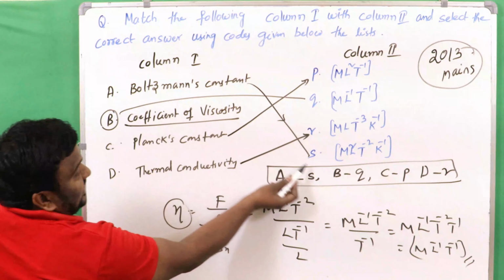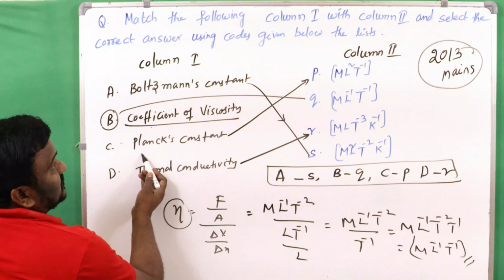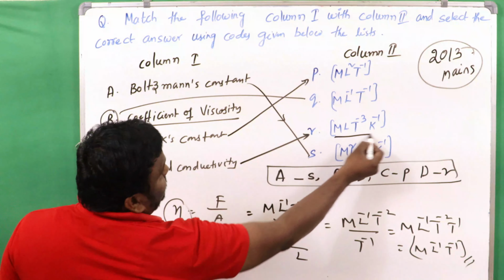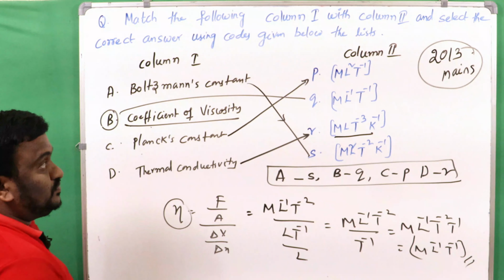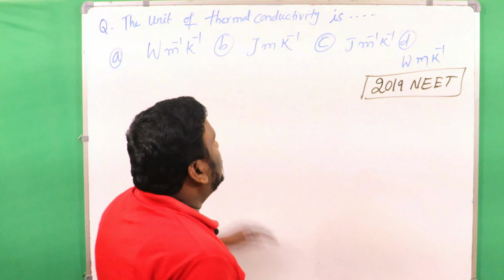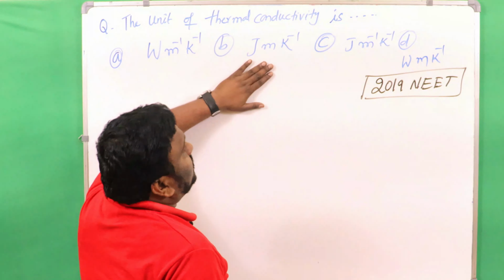So in this way, among the options, that is the right one. Boltzmann constant is S, coefficient of viscosity is Q, Planck's constant is M L square T minus 1, and thermal conductivity is this one. Clear? See the next question. It was given in 2019 NEET. A very simple question, what we discussed like that only. The unit of thermal conductivity is: options are given, watt meter inverse Kelvin inverse, joule meter Kelvin inverse, joule meter inverse Kelvin inverse, watt meter Kelvin inverse.